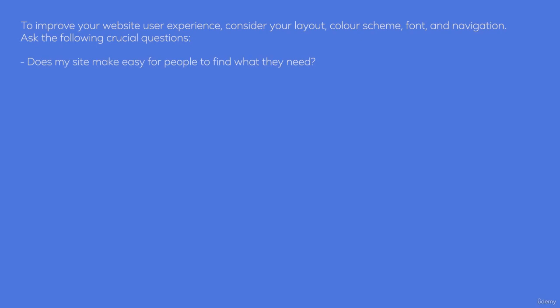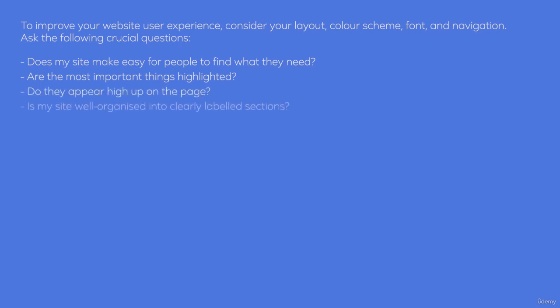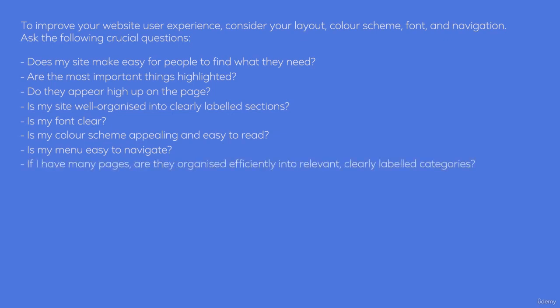Does my site make it easy for people to find what they need? Are the most important things highlighted? Do they appear high up on the page? Is my site well organized into clearly labeled sections? Is my font clear? Is my color scheme appealing and easy to read? Is my menu easy to navigate? If I have many pages, are they organized efficiently into relevant, clearly labeled categories?